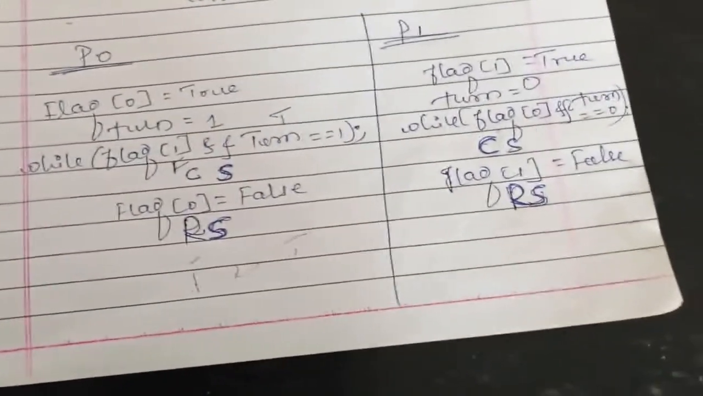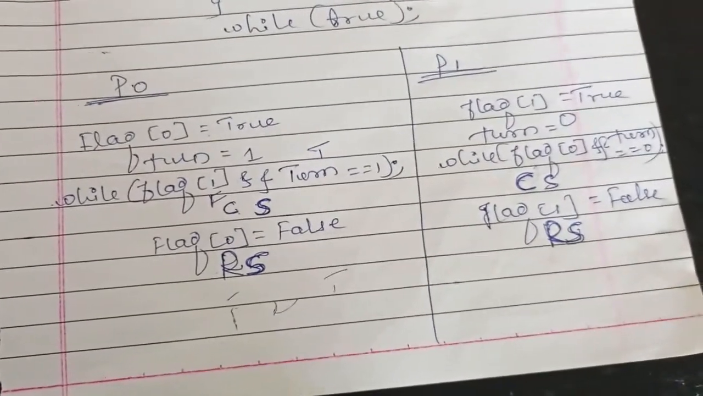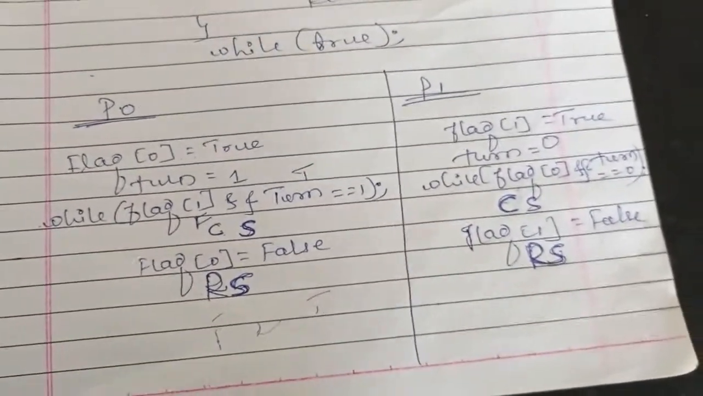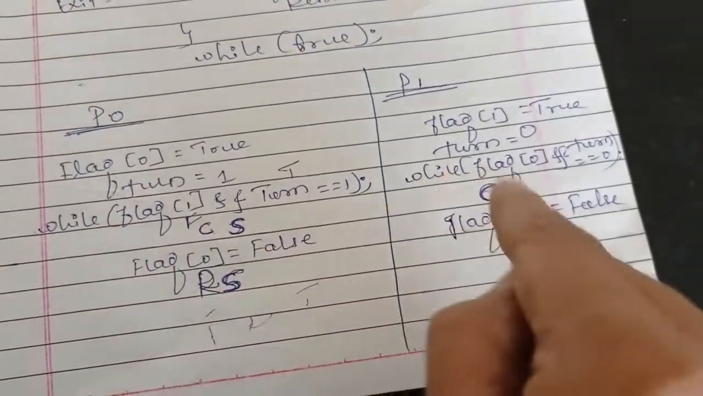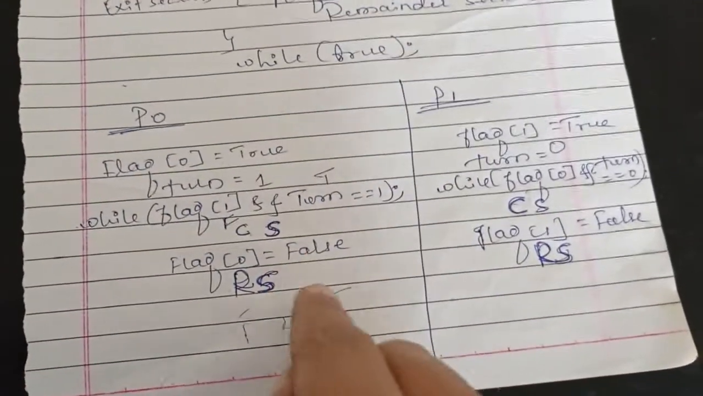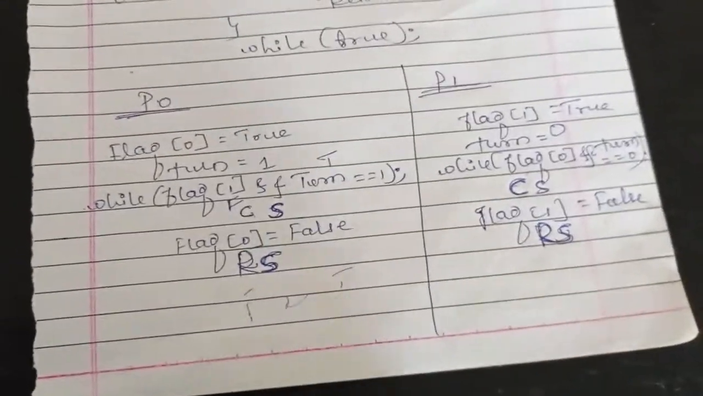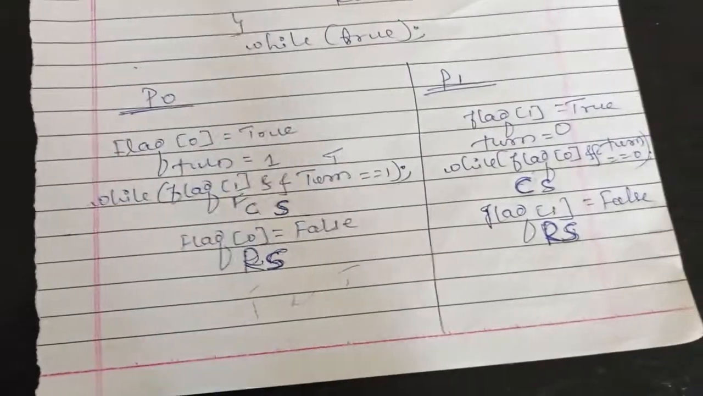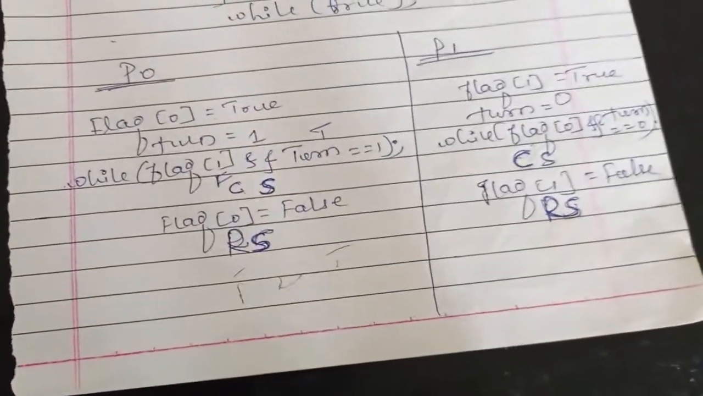What is mutual exclusion? Mutual exclusion is nothing but only one process at a time can access the critical section. So at the same time we are not allowing P0 and P1 to execute the critical section. So hence mutual exclusion is going to be satisfied. What is the second condition that must be satisfied? That is progress. So what is progress here?